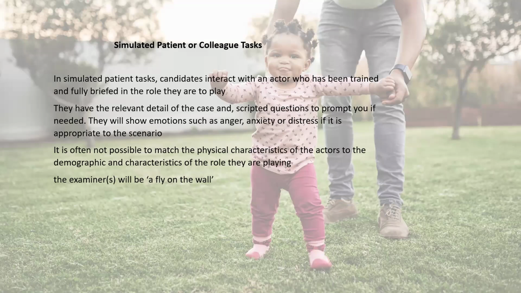So you will go into the task and you will find two or more people waiting for you. Two or more people means that it is a simulated patient task. So there will be one actor and one examiner. All right, so don't look at the examiner at all. Don't look at the examiner at all. Concentrate on the role player, the role player only. Don't look at any other examiner.